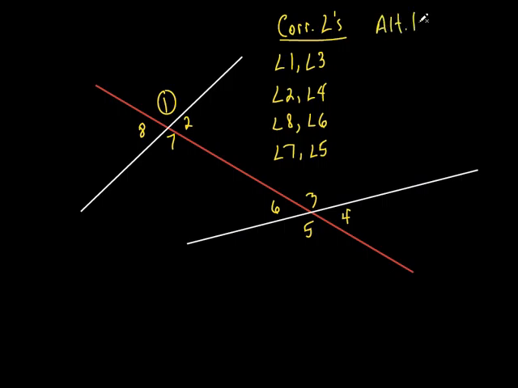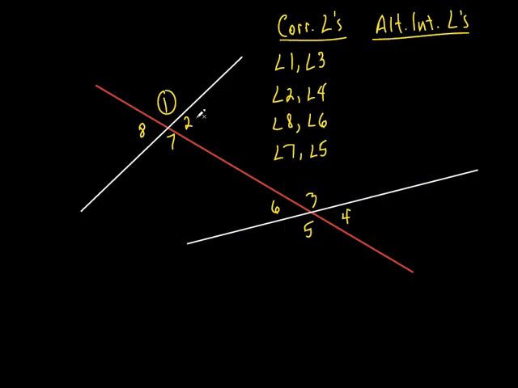Alternate interior angles, right? So we'll shorthand it a little bit. Let's see the alternate interior. First of all, you've got to know which ones are the interior angles. Here are my two lines. Which ones are the interior angles? 7, 2, 6, and 3, right? They're the ones in between those two white lines.